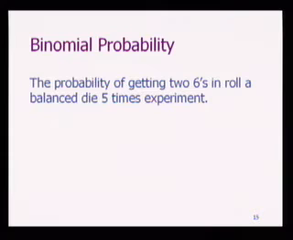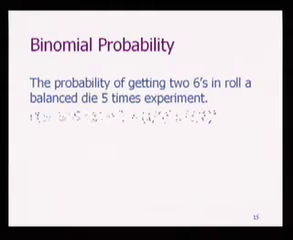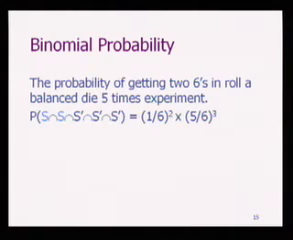If you recall, this is actually the casting die experiment. If I roll a balanced die 5 times, and I ask you what's the probability of getting 2 6s, how do you calculate that? I think I mentioned that. Now, we know that if you cast a die 5 times, either balanced or not, what's the probability of getting 2 6s?